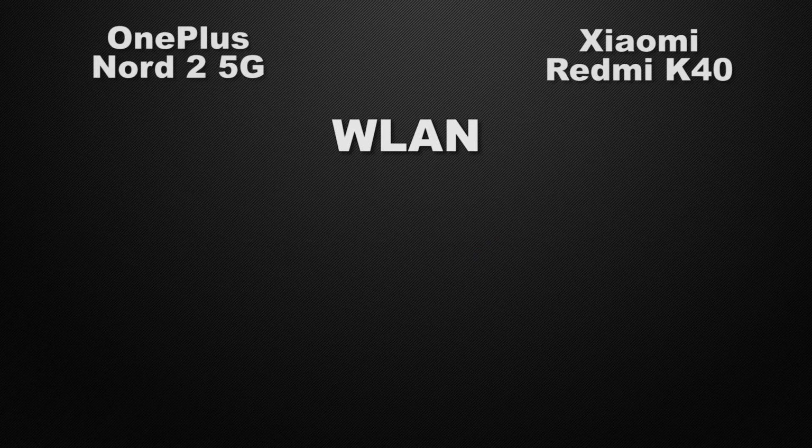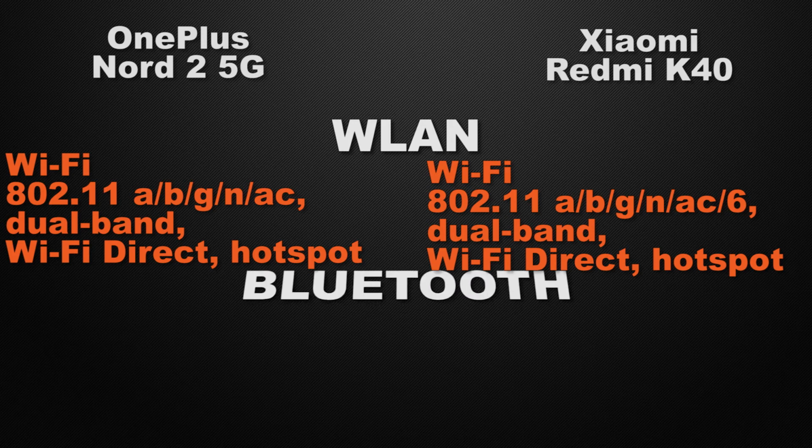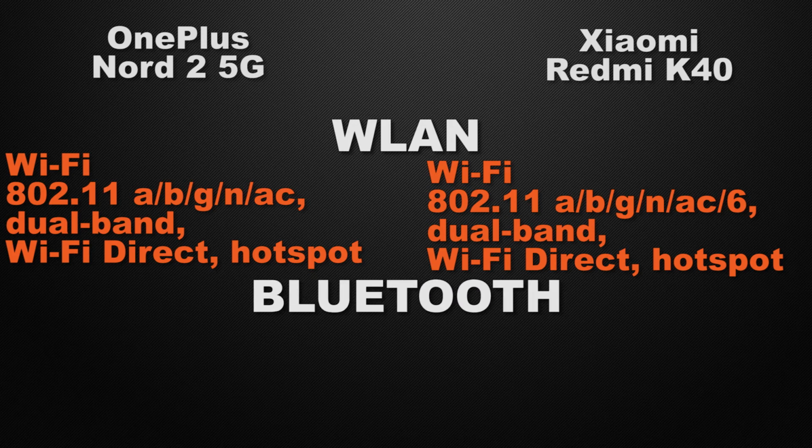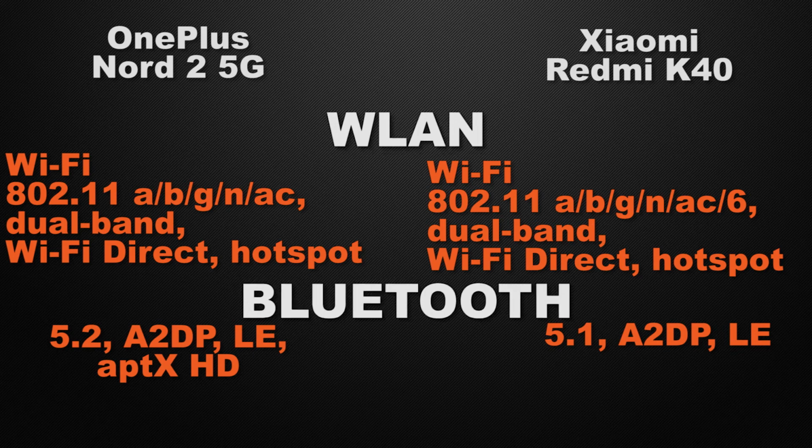So it's a tie. Moving to the communication chips in the devices, starting with the WLAN of the devices. Both of the devices come with Wi-Fi AC, dual band Wi-Fi, Wi-Fi direct and hotspot. K40 has 6th generation Wi-Fi which provides more coverage area and more speed. So the winner here is K40. And about the Bluetooth version of the devices, Nord 2 has Bluetooth 5.2, whereas K40 has Bluetooth 5.1. So clearly the winner here is Nord 2 because it has a newer generation of Bluetooth.